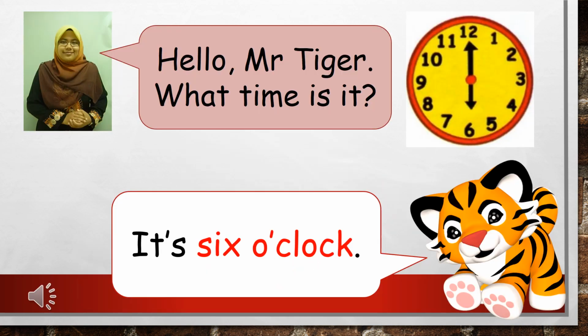Alright, children, today we will ask Mr. Tiger about time. Class, can you see the clock there? Yes. Okay, let's ask Mr. Tiger. Hello, Mr. Tiger. What time is it? Repeat after me, class. Hello, Mr. Tiger. What time is it? Mr. Tiger says, it's 6 o'clock. Repeat after me. It's 6 o'clock.